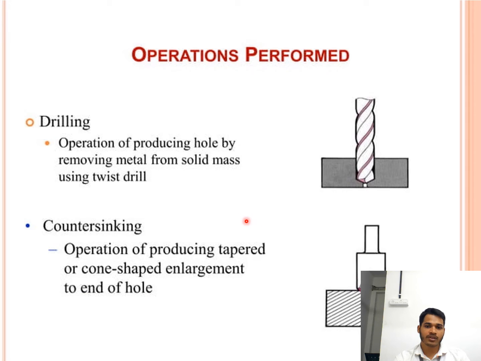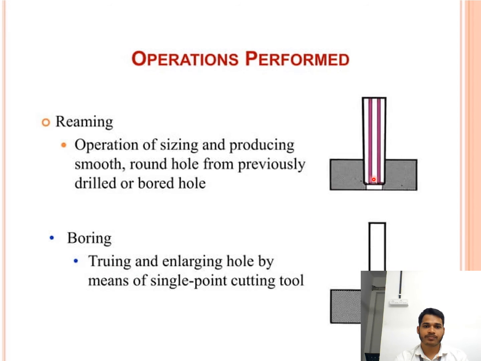So when a cone-shaped hole is required, that time we use countersinking. Reaming is the operation of sizing and producing a smooth, round hole from a precisely drilled or bored hole. When a smooth hole is required, that time we use the reaming process. So at first we drill with the drill tool, and after that we use reaming for finishing the hole.